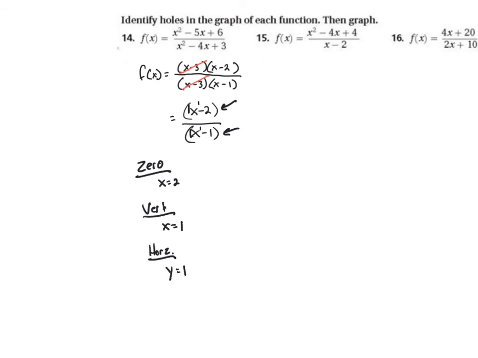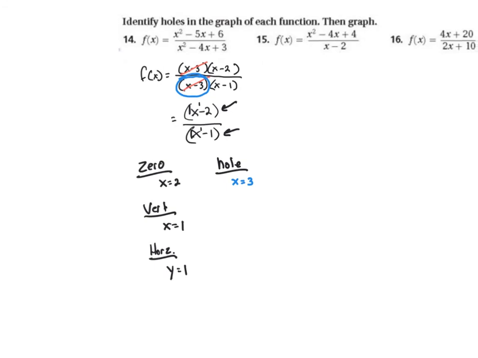But now, is there a hole in the graph? Well, that's a funny thing. For a hole, you have to revert back up to here. What did you cancel out? There is a hole at x equals 3.